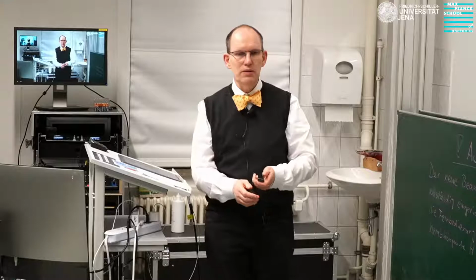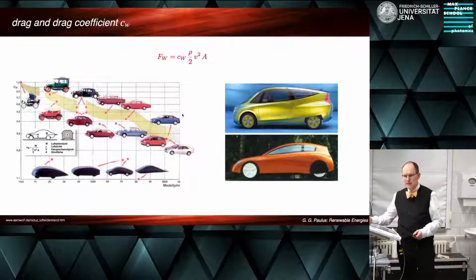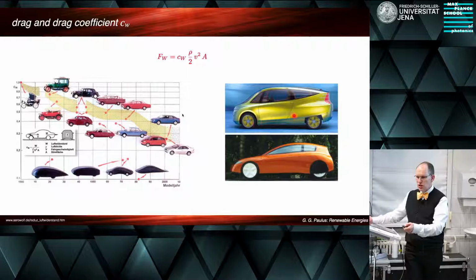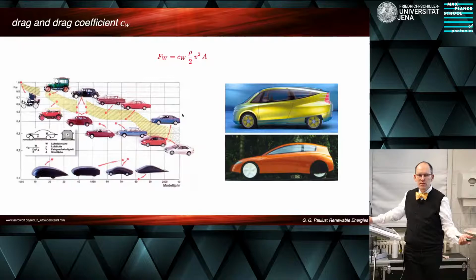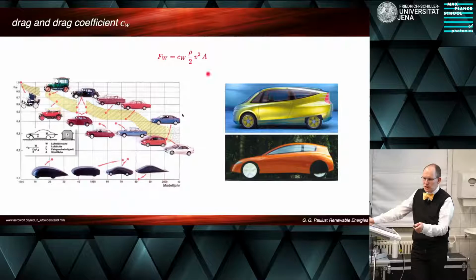But what you also see, well, I have to go back to my slide, is that the cross-section of the car is important. So in our German discussion on a speed limit on the Autobahn, people call for a smaller velocity, and this seems to make perfect sense because it even goes like the square. But what we rarely talk about is the cross-section of a car. A SUV has at least twice the cross-section of a regular car and probably also a higher CW value.